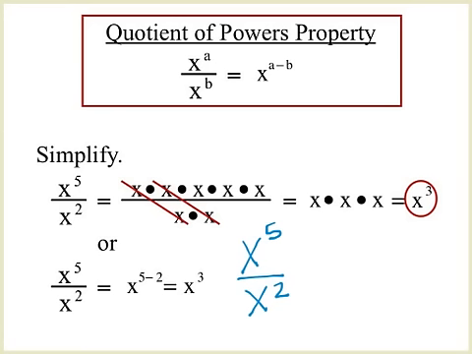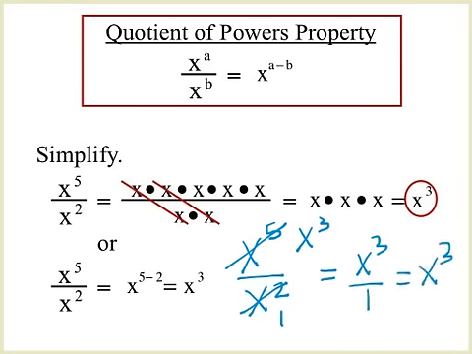So I look at both the numerator and denominator and decide what is the greatest amount of x's I can take out of both the numerator and the denominator. I can divide out x squared. So when I divide x squared by x squared, I'm left with 1. When I divide x to the 5th by x squared, I'm left with 3 x's. So x to the 3rd. So now what I'm really left with is x to the 3rd over 1, which simplifies to x to the 3rd.